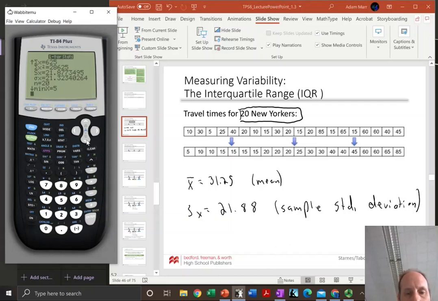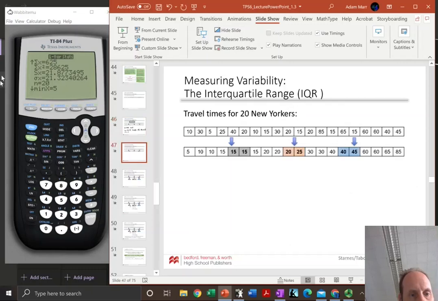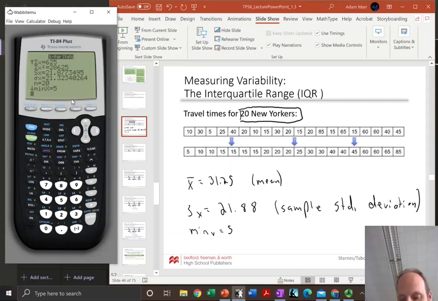So it looks like we have a minimum of 5. I'm just going to write that down right here, min x of 5. Oops, sorry. Let's go back up. And right here, let's see what else we have. Q1 is 15. Let's go over. I'm just going to get it all.